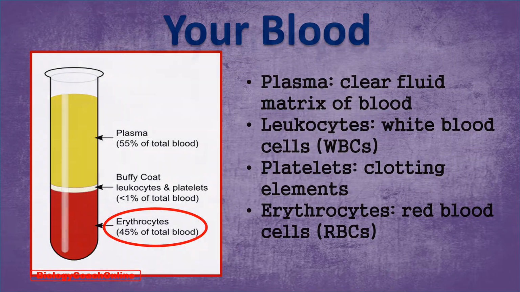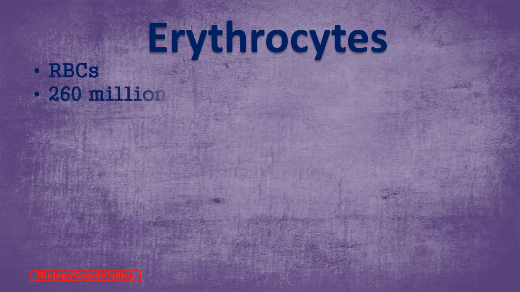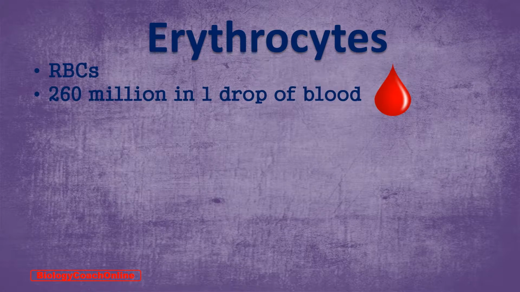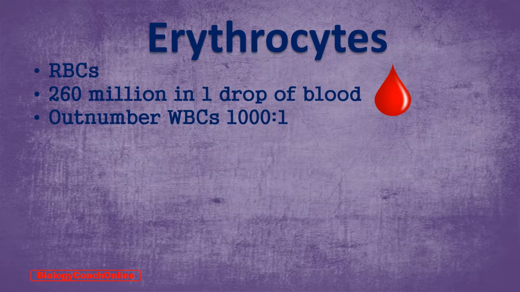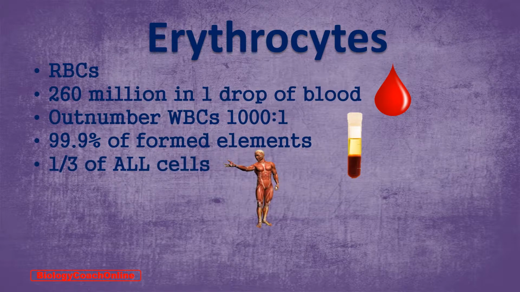So let's look at the erythrocyte. Now remember that erythrocytes are red blood cells, or RBCs. There are about 260 million red blood cells in one drop of your blood. Now red blood cells outnumber white blood cells about 1,000 to 1. Recall that the buffy coat, that's leukocytes and platelets, makes up less than 1% of the formed elements of blood, so some 99.9% of formed elements are erythrocytes. So that means that 1/3 of all cells in the human body are red blood cells.